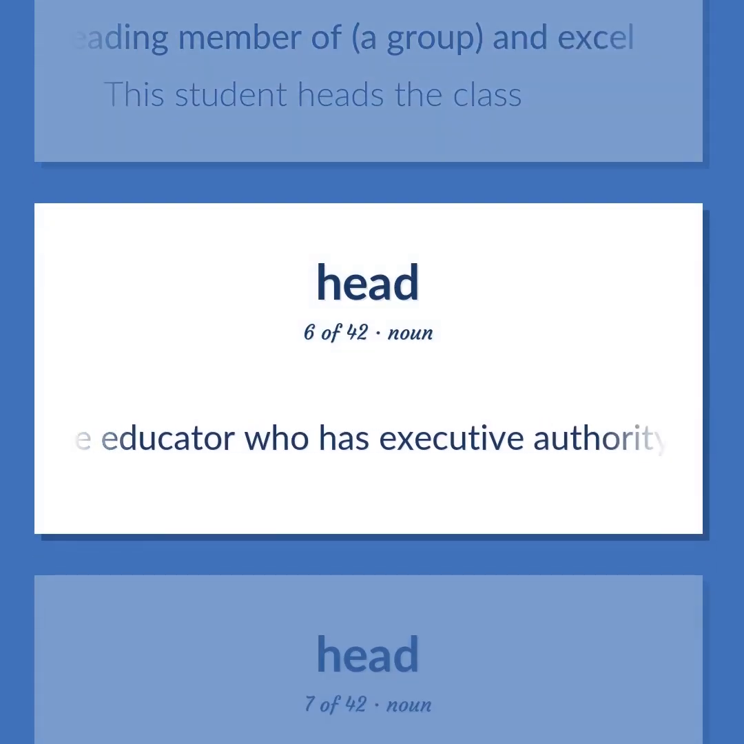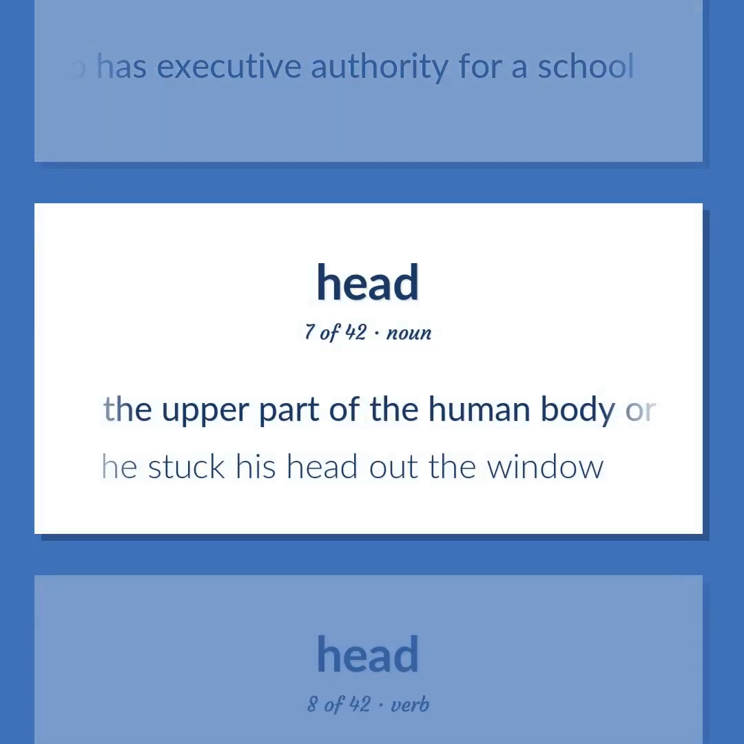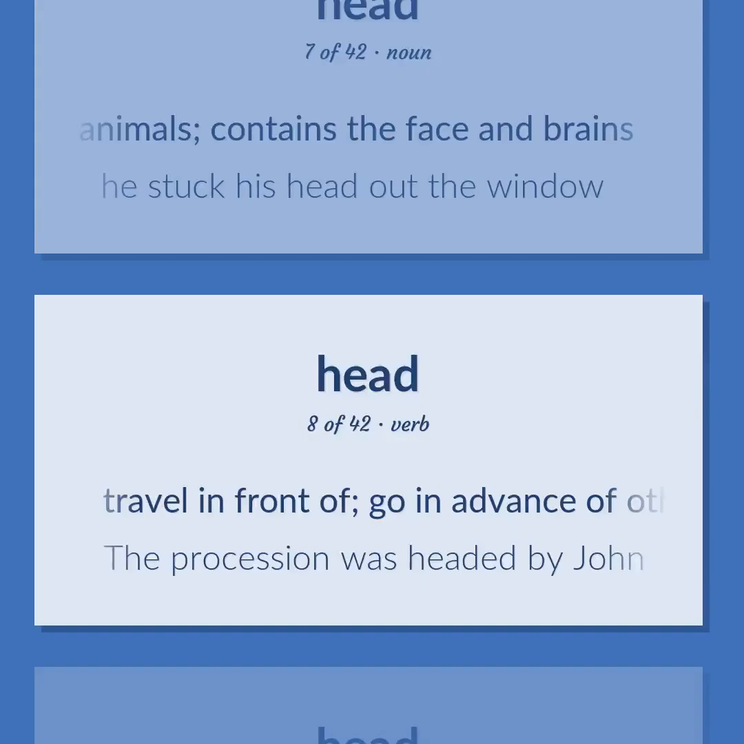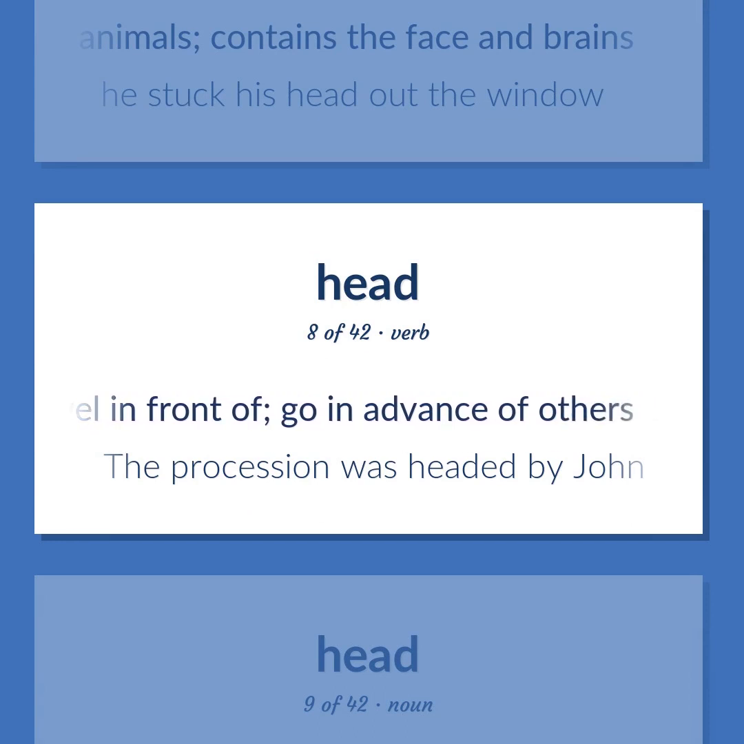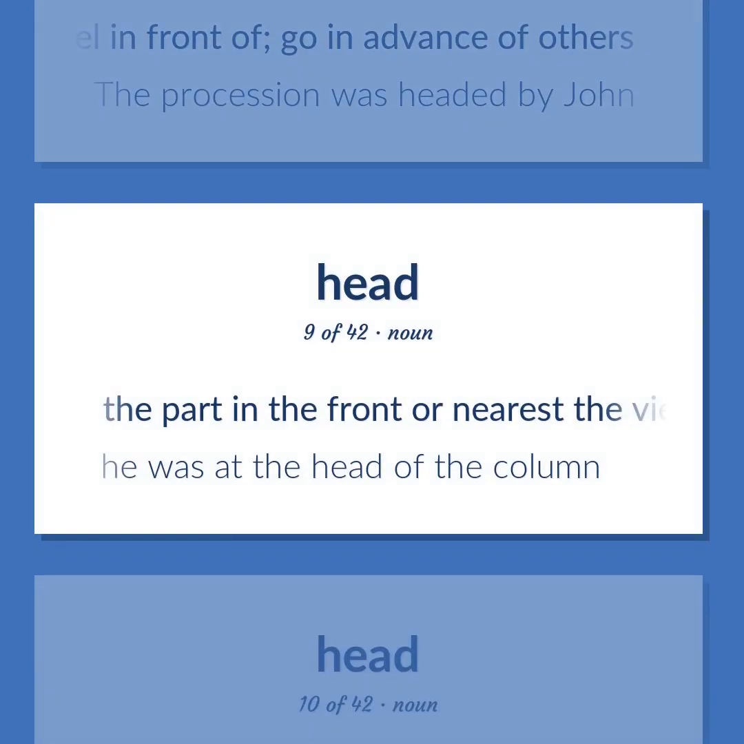The educator who has executive authority for a school. The upper part of the human body, or the front part of the body in animals, contains the face and brains. He stuck his head out the window. Travel in front of. Go in advance of others. The procession was headed by John. The part in the front or nearest the viewer. He was at the head of the column.